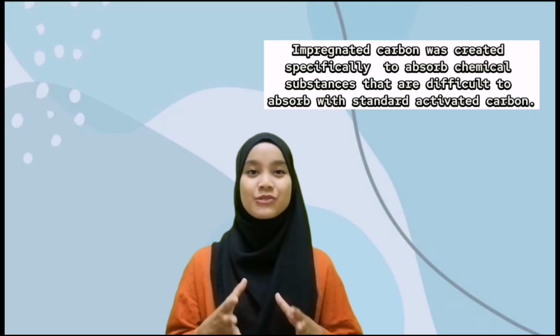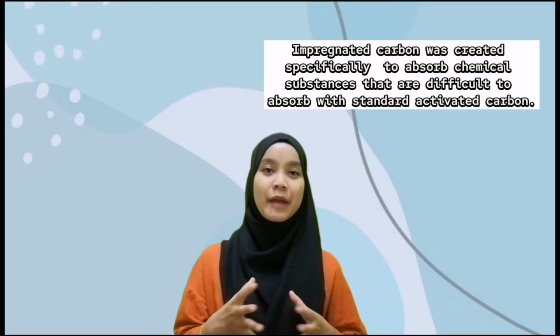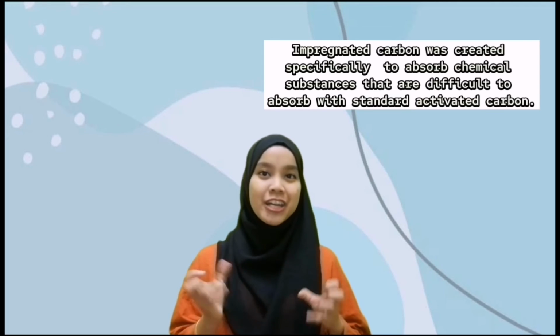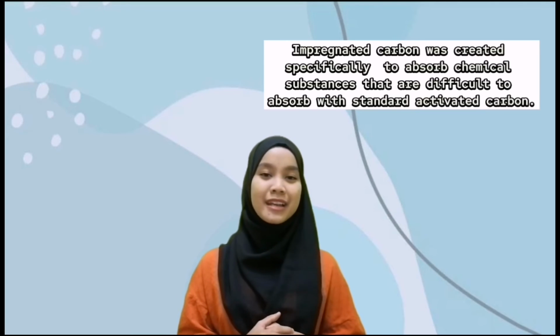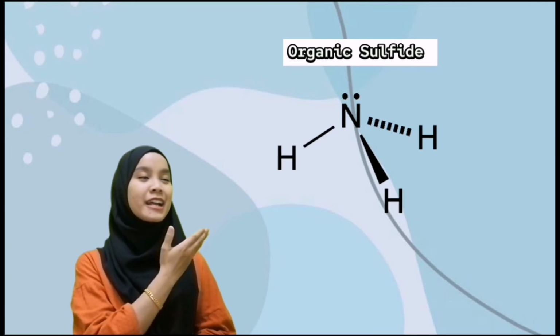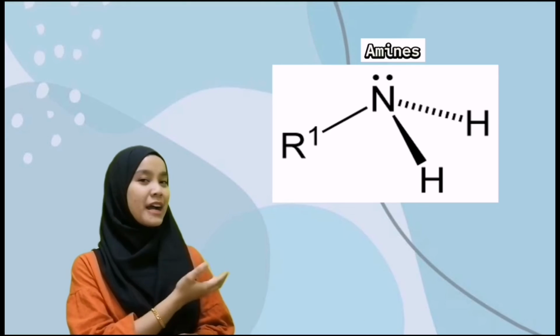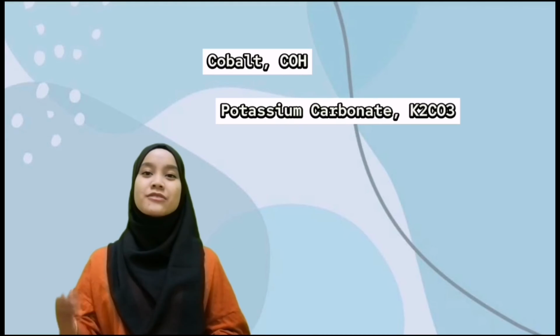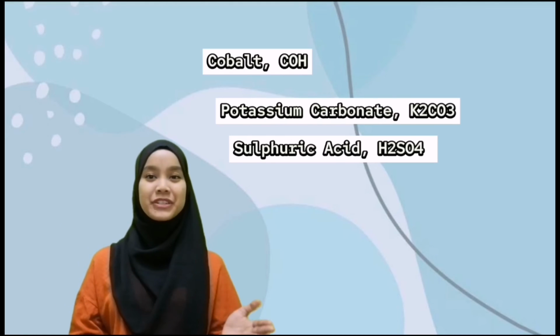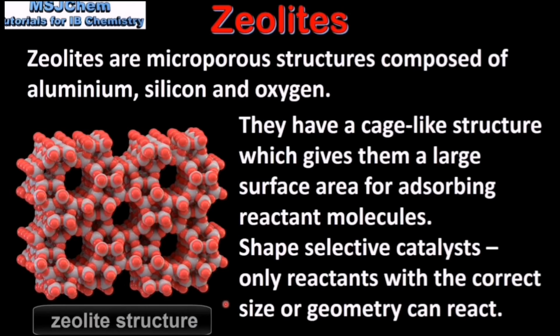Impregnated carbon was created specifically to adsorb chemical substances that are very difficult to adsorb with standard activated carbon. For the removal of organic sulfide, ammonia, and amide, impregnation with cobalt, potassium carbonate, sulfuric acid, and sulfur is possible. Chemicals are used to regenerate zeolites and adsorbents that adsorb inorganic matter.